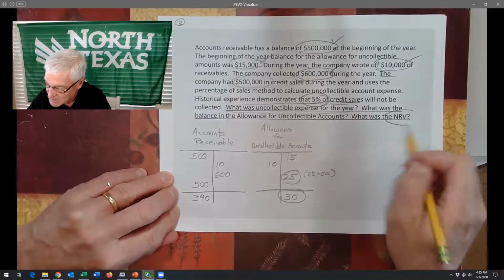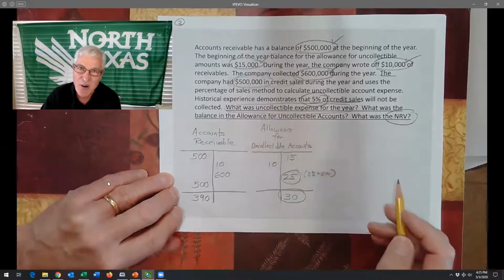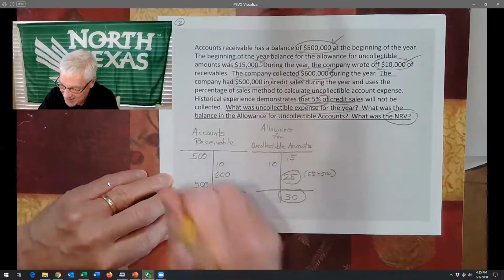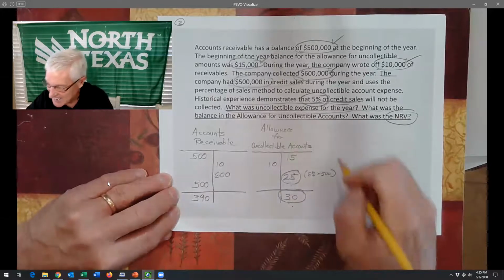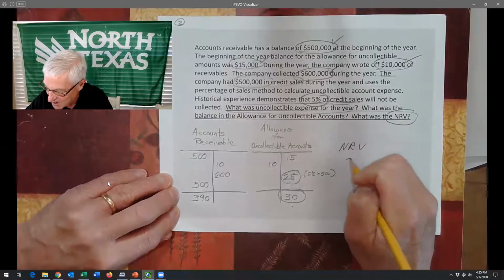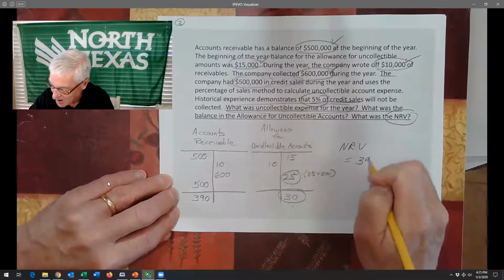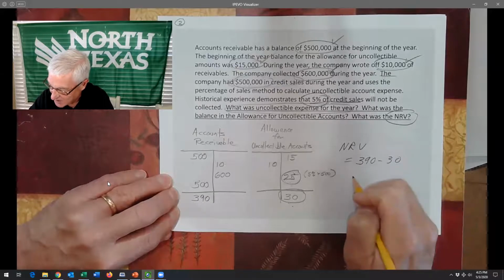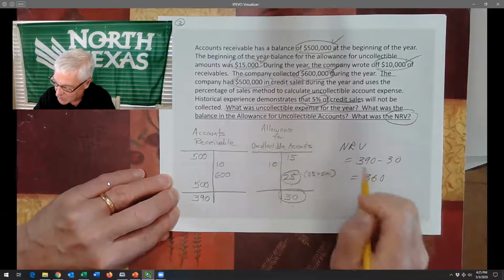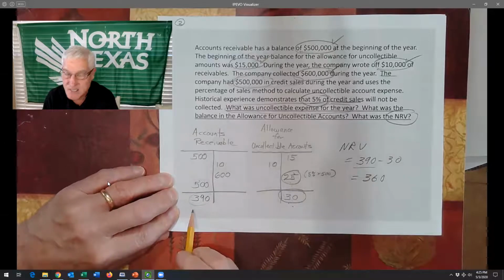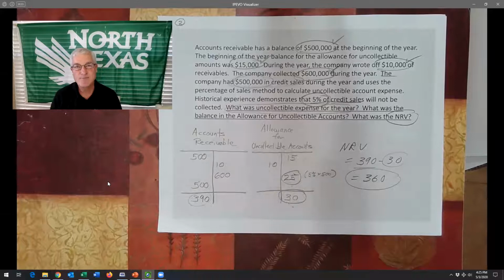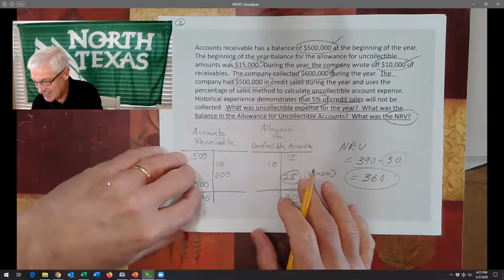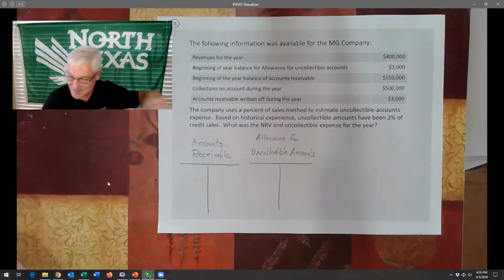And then what was the NRV? I love to ask NRV questions, because now you have to know everything. You have to know how AR worked, the expense, and the balance in the allowance. So if you ask an NRV question on an exam, you've got to know all of it. That makes it good, fair game. That's a $390,000 debit balance minus a $30,000 credit balance, which is 360. Easy stuff. You guys can handle this. You're going to just knock this out.